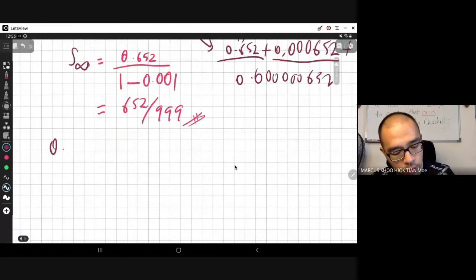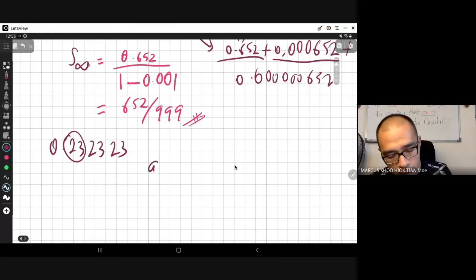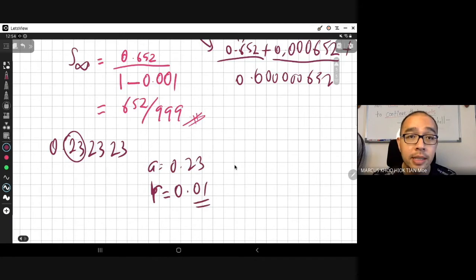Okay, 0.232323. Two numbers are repeating. So the A is 0.23. The R is 0.01, two decimal places. Sorry, I don't know if you believe me, but yeah, that's it.